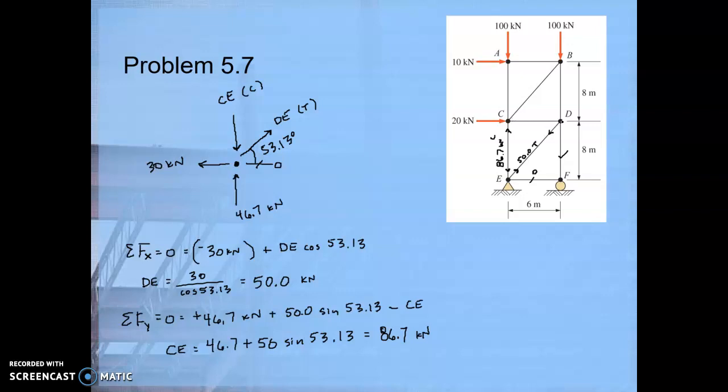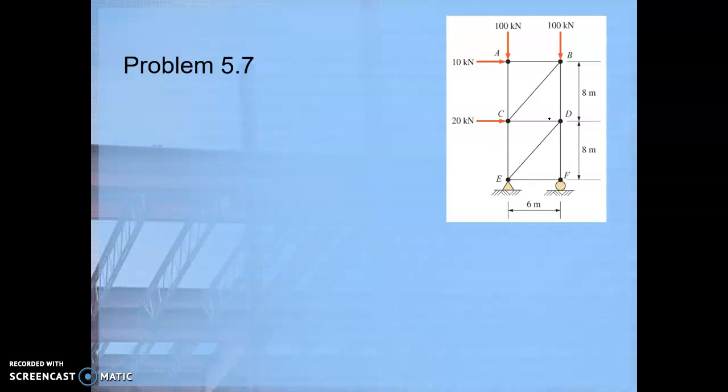Joint D is going to have fewer unknowns, so I think that's where we want to go next. I'm going to write in on this diagram some of our known quantities. I'm going to do that with the recording paused. Okay, so I copied over some of the values that we've already calculated, including the compression force in DF.